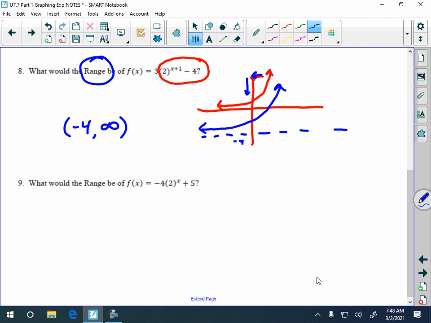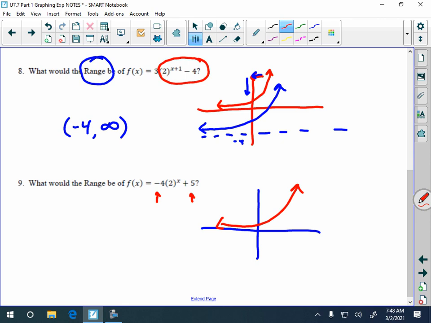All right, so what would the range be given this equation? All right, so again, this is an exponential growth. This is where it starts. So what's happening? Well, we have the 4 is not going to do a whole lot. It just stretches and shrinks and makes it narrower or wider. It's that negative that we're looking for, and this plus 5.